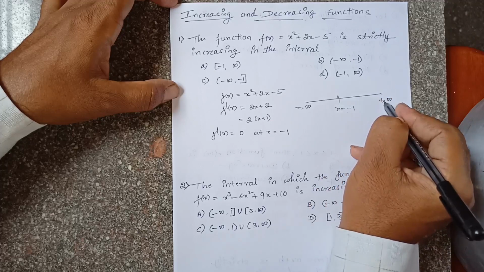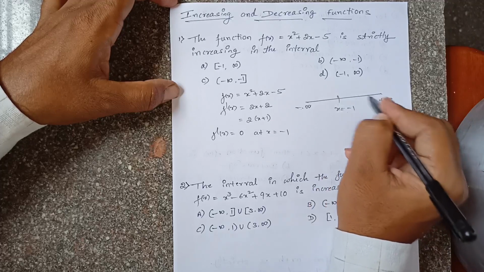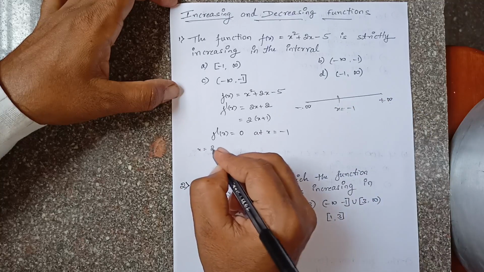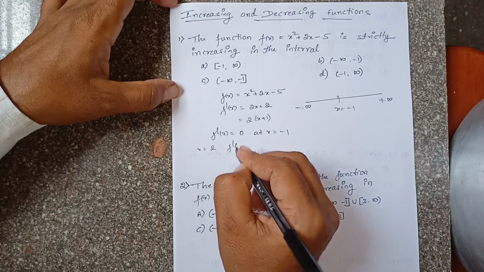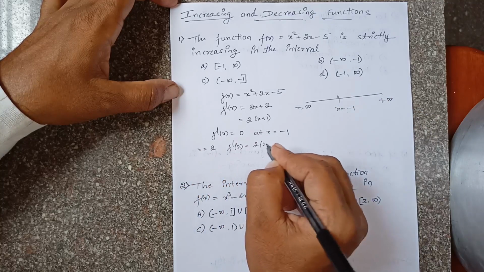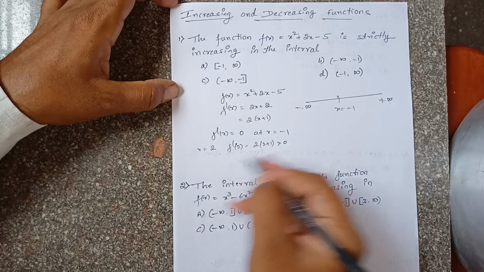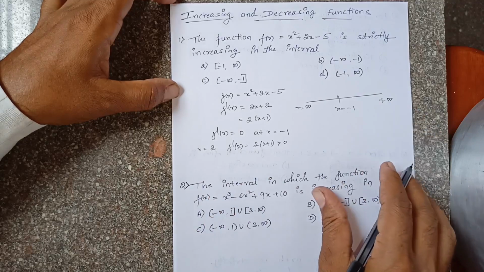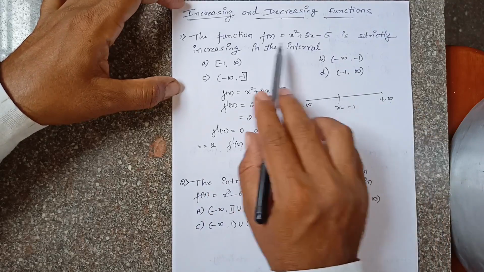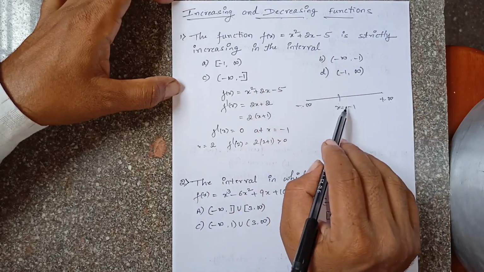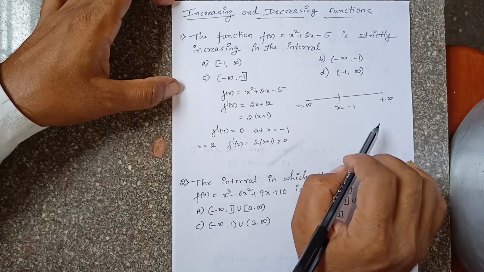What happens? F dash of x is always positive. Let us check x is equal to 2. Like this we can check any point. F dash of 2 is equal to 2 into 2 plus 1. What happens? Is it a positive value or not? Yes, it is positive. Like that you check any point. Here I can say f of x is increasing in the interval minus 1 to infinity.